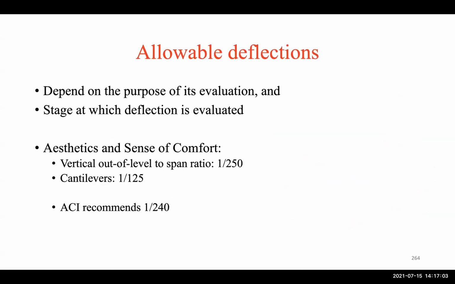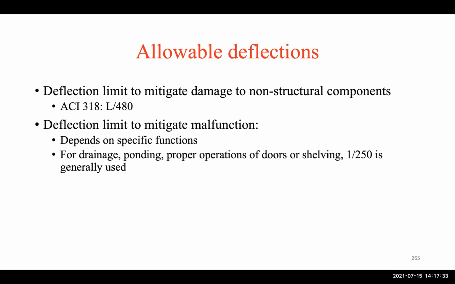Damage may occur to the slab, and also to what the slab is supporting, like mechanical MEP components and architectural components on the floor, and it will not be comfortable, of course, for the occupants of that floor. Typically, the vertical out of level to span ratio is 1 over 250. Cantilevers is 1 over 125. ACI recommends L over 240. And then the deflection limit to mitigate damage to non-structural components is L over 480. That's very stringent if we don't want any damage to the non-structural components.